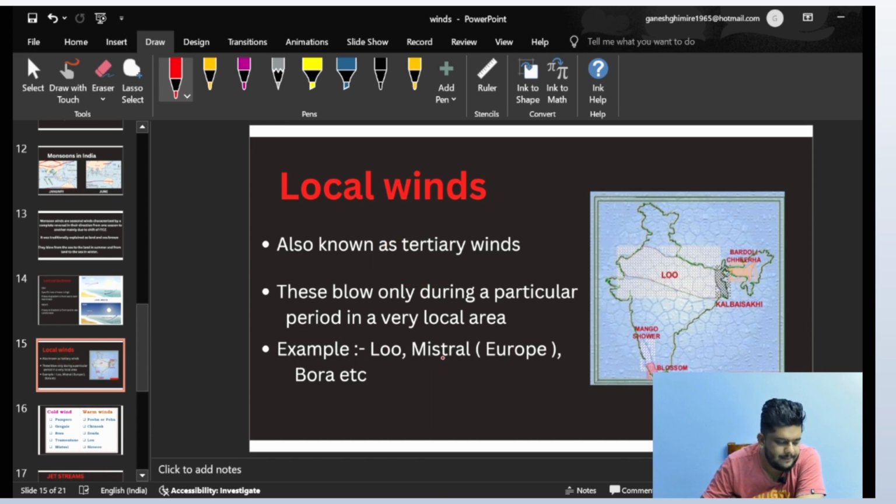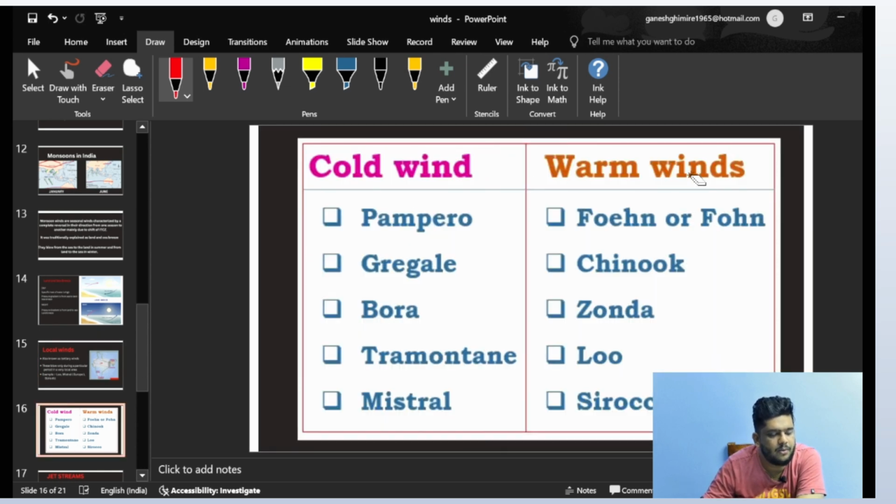Okay, let's discuss some examples. Mistral is the local wind in Europe, called Mistral and Bora. These are some names that you must remember. For instance, there are warm winds, local winds and cold local winds. How is a question framed from this? Normally, the examiner keeps options like this: Pampero, Regal, Bora, and Zonda. Which among the following is a warm wind? So if you know Zonda is a warm wind, you'll be able to answer the question. This is something that you must keep in mind.